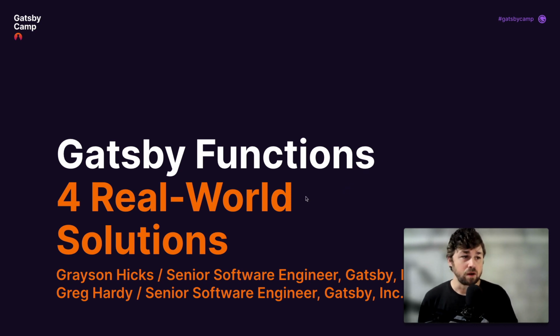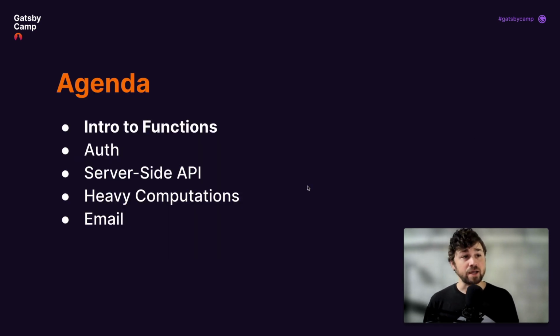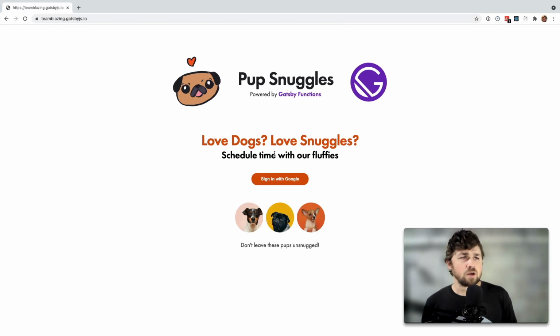So let's dig into the agenda. We're going to look at an intro to functions themselves. Then we're going to do some auth, some server-side APIs, computations that are too heavy for the client side, and sending an email with Gatsby Functions. Before we get into all that, let's just look at the app that's built underneath all of this.